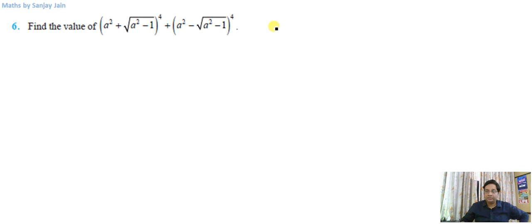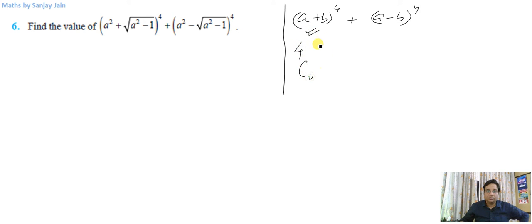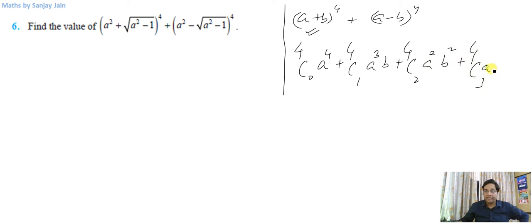So let us continue the miscellaneous exercise. Now this expression is of the kind (a + b)^4 + (a − b)^4. So what kind of expansion will this be? I'll have the terms in this expansion like this: 4C0 a^4 + 4C1 a^3 b + 4C2 a^2 b^2 + 4C3 a b^3, and then there will be the last term, 4C4 b^4.